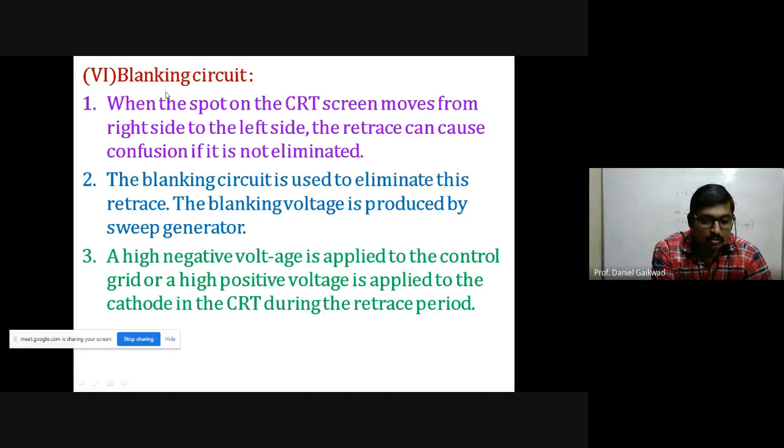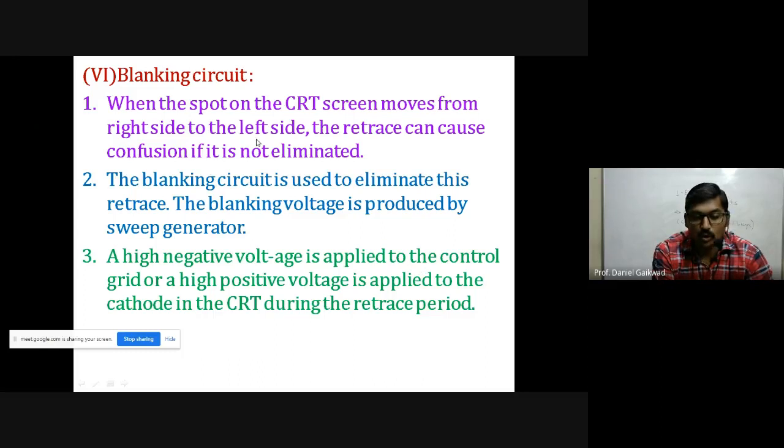Now next is the blanking circuit. It is one of the important parts, and we will have a detailed understanding of this. What is meant by blanking? Blank means hide. So the blanking circuit is used. Check carefully number first, what we have given in the points.